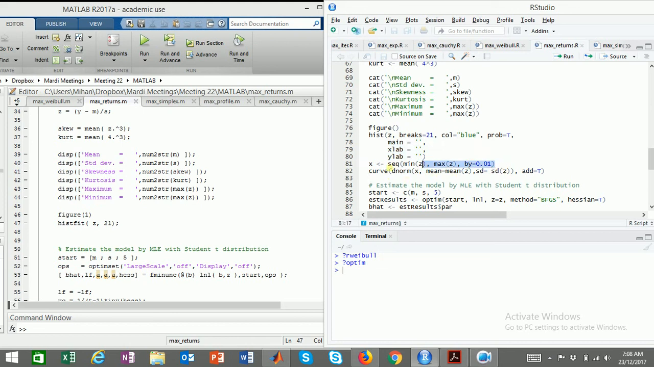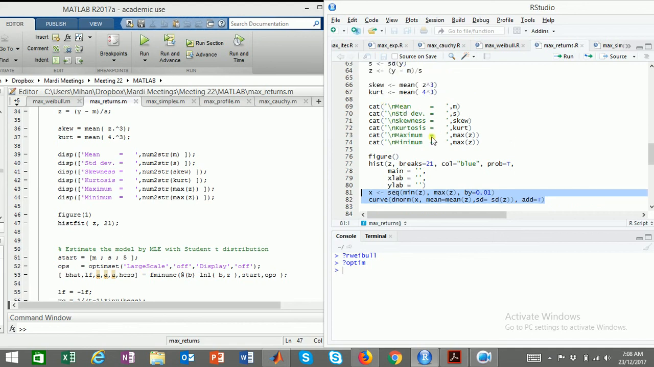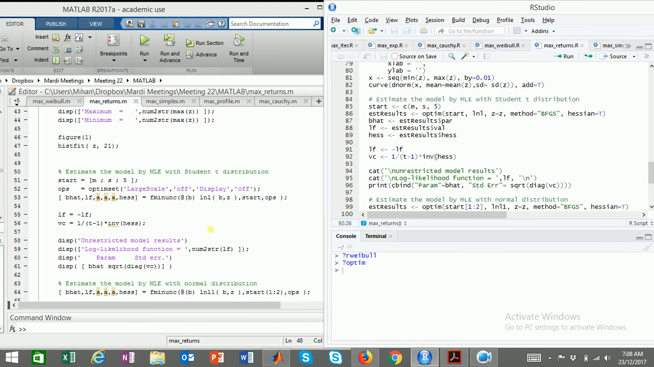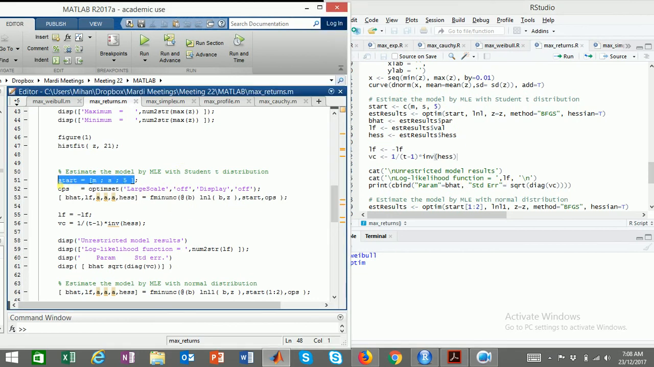For x, a sequence from the mean of z to the maximum of x. The curve has two new things: the minimum of z and the maximum of x, in between by 0.01. The curve d is the normal distribution of x, with mean equal to the mean of z and standard deviation equal to the standard deviation of z. Estimate the model by maximum likelihood estimation using the density distribution. We have already mentioned the distribution function, and this is the initialized value.